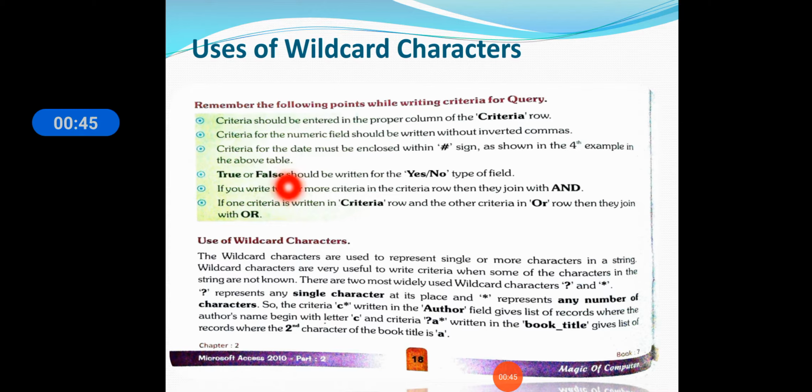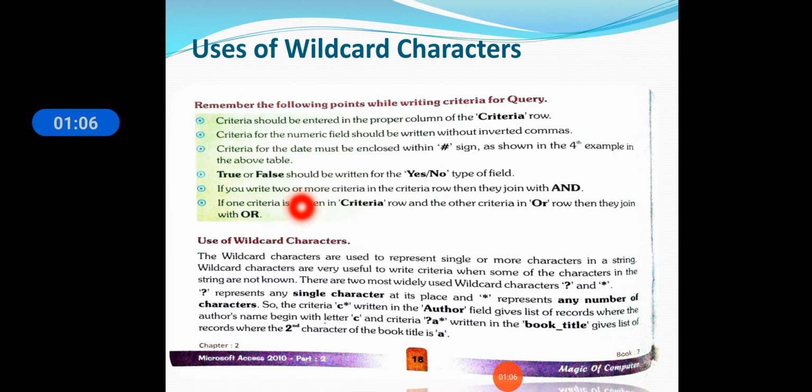True or false should be written for the yes/no type of field. If you write two or more criteria in the criteria row, then they join with AND. If one criteria is written in the criteria row and the other criteria in the OR row, then they join with OR.